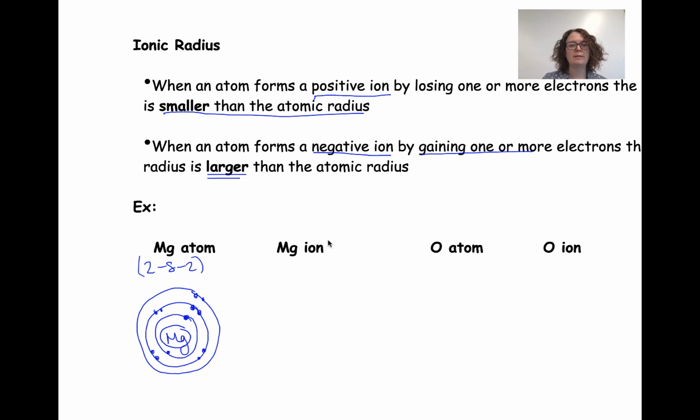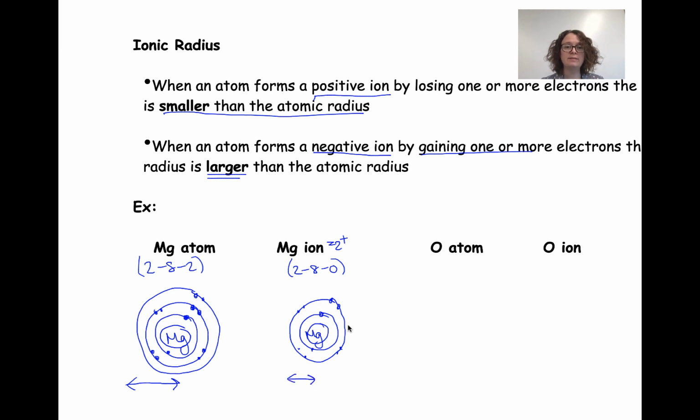Our magnesium ion has a 2+ charge, which means it lost 2 electrons. And it'll lose its 2 electrons from the valence shell first. So we end up with a new electron configuration of 2-8-0. So when we draw our Bohr model again, we'll have 2 electrons in shell 1, and then 8 electrons in shell 2. And now shell 3 is essentially gone, right? It left. So our radius for our ion, in a positively charged ion, is going to be smaller than that of our atom.